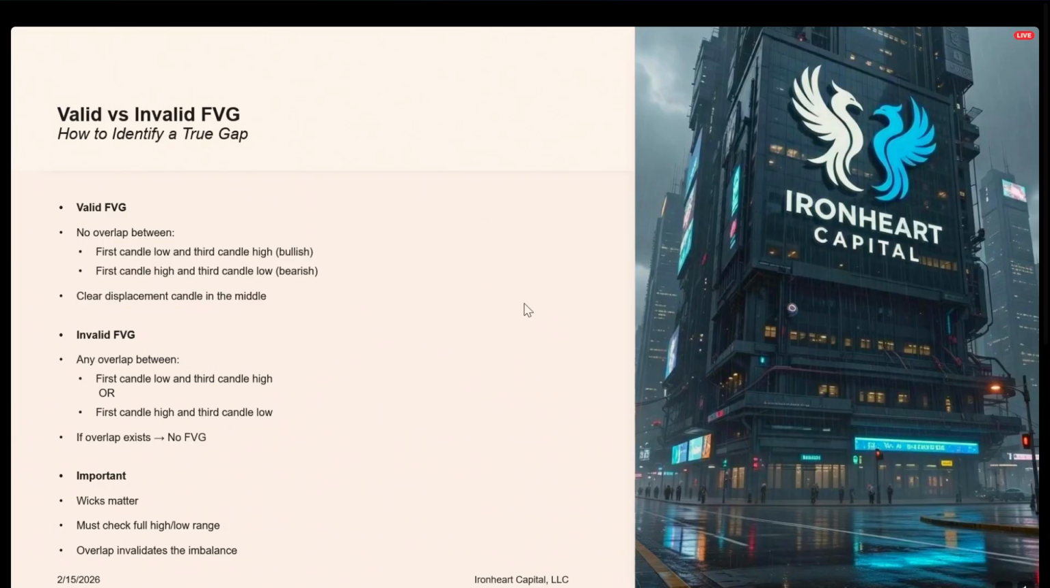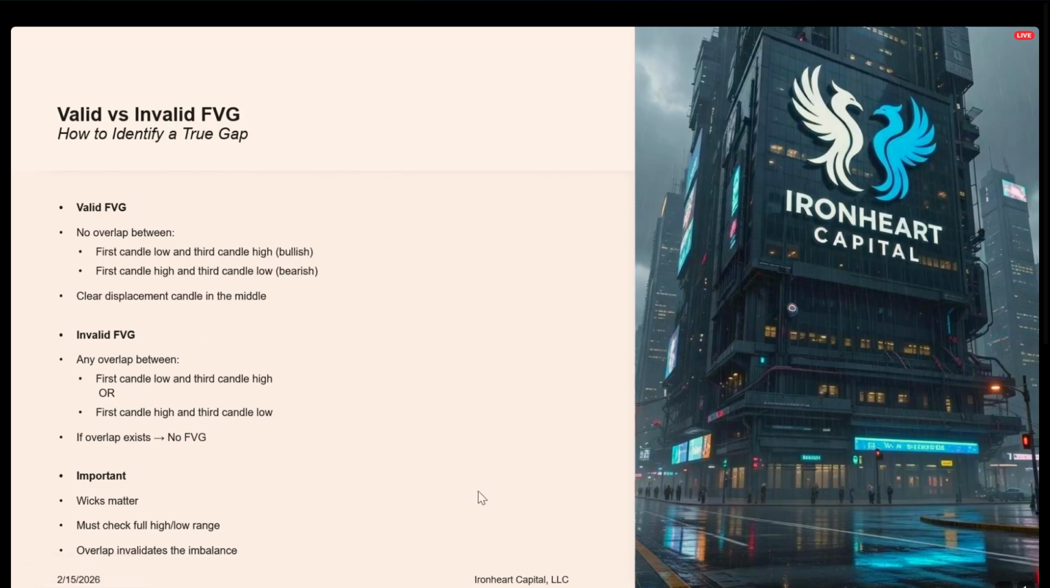So a fair value gap has very specific parameters, right? There is no overlap between the first candle low and the third candle high in a bullish context, right? There is no overlap in the first candle high and the third candle low in a bearish context. And the candle in the middle is a clear and valid displacement candle, right? It's good expansion. Strong move up or down after the open, very small wick candle, right?